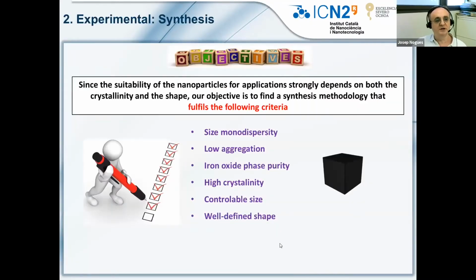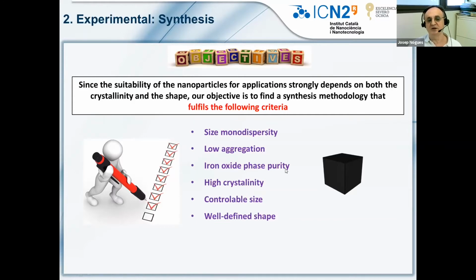So to use nanoparticles in biomedical applications, their properties depend on both the crystallinity and the shape. In order to grow nanoparticles, we set ourselves a set of criteria that we have to fulfill. The first one is size monodispersity, that all the particles have the same size. Low aggregation, so they don't form clusters.